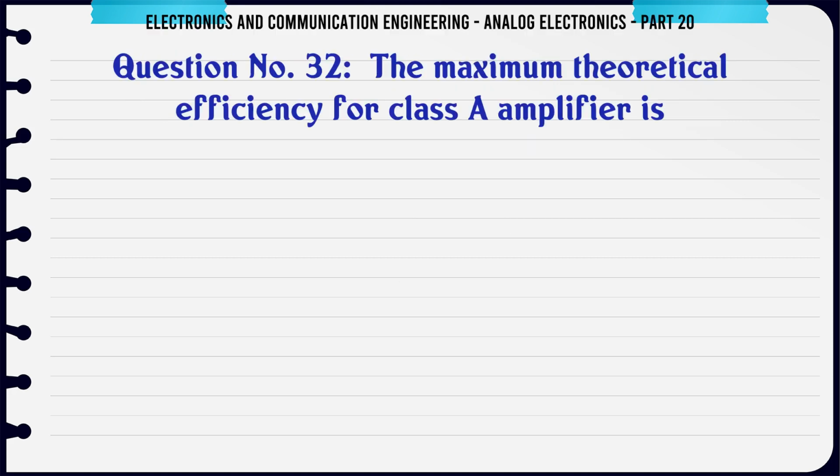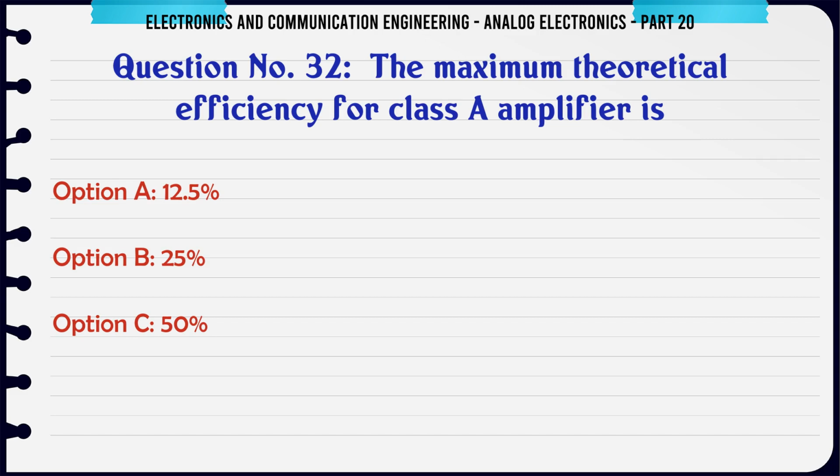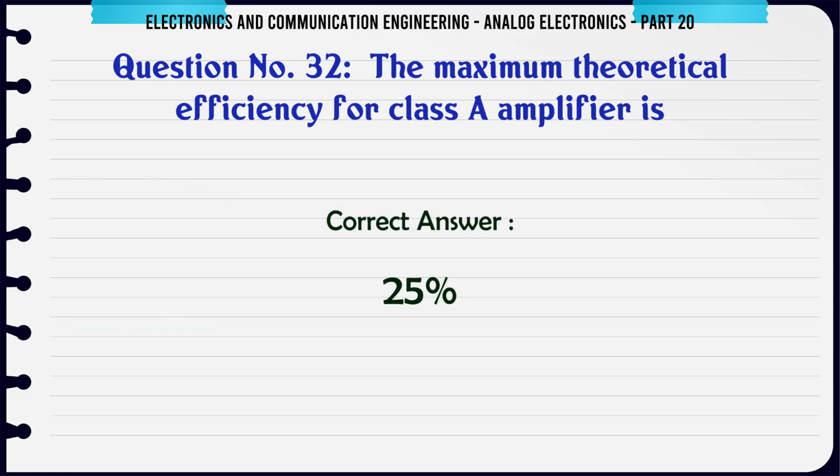The maximum theoretical efficiency for Class A amplifier is A. 12.5, B. 25, C. 50, D. 75. The correct answer is 25.